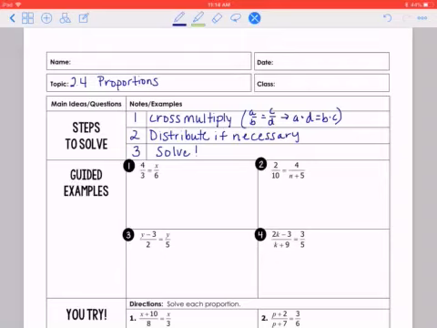Hi, Algebra 1. Today we're going to solve proportions in section 2.4. The steps to solve proportions are: one, cross multiply, then distribute if necessary, and the last step is always to solve for the variable. So let's do a few examples together, and then I'm going to assign a few of you guys to do tonight at home.